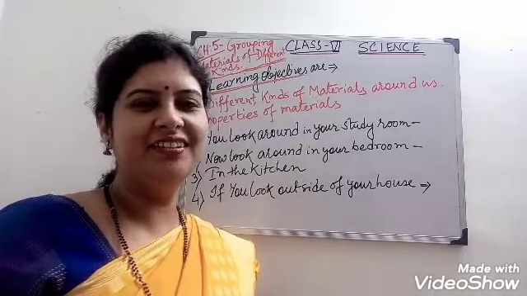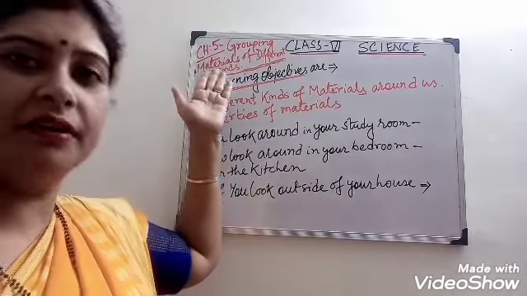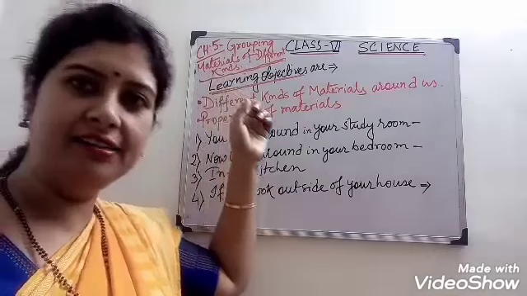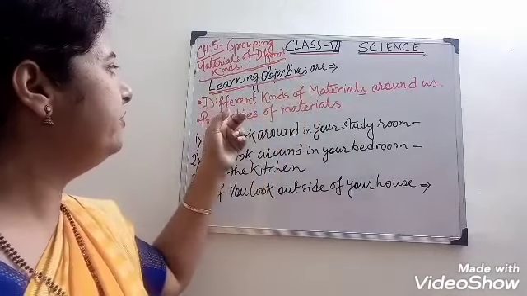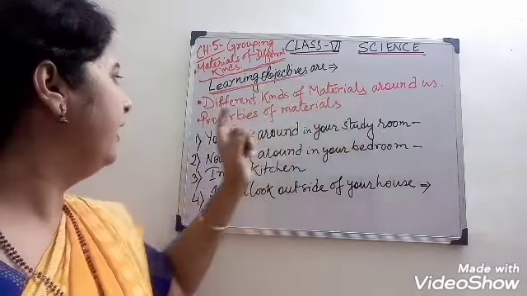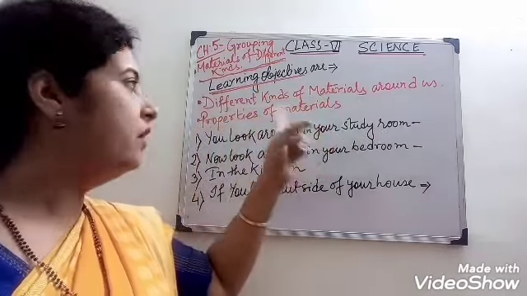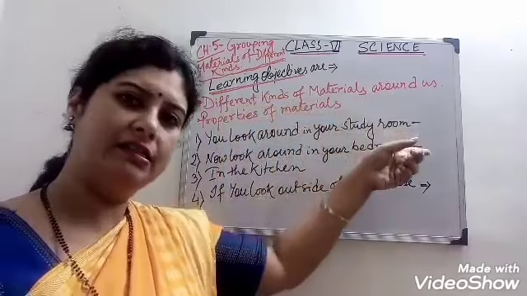Hello my dear students. In today's science class, we will discuss chapter number 5, grouping materials of different kinds. Learning objectives are: different kinds of materials around us, and the second one, properties of materials. First we discuss different kinds of materials around us.